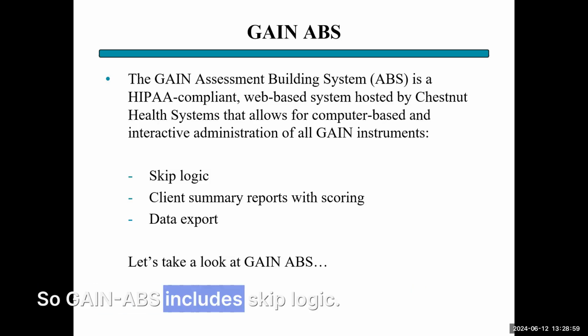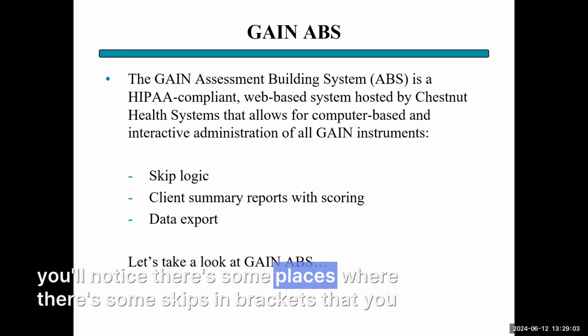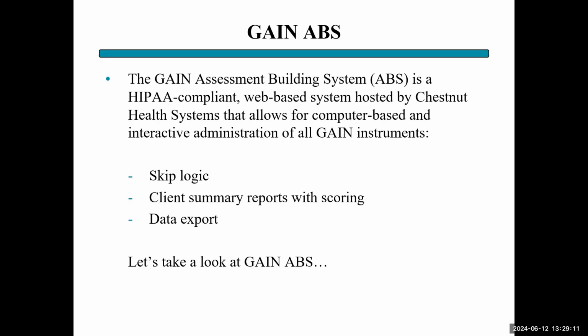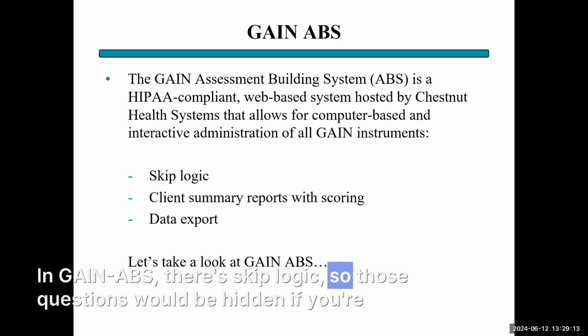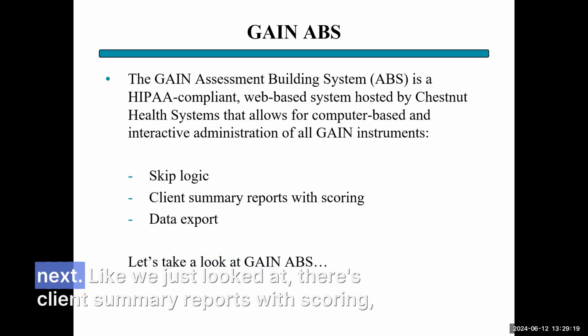So GAIN ABS includes skip logic. When you're using the pen and paper copy, you notice there are some places with skips in brackets that you have to follow, or you'll ask the client unnecessary questions. In GAIN ABS, there's skip logic, so those questions would be hidden if you're supposed to skip them. You'll only ever see the questions that you need to ask next.